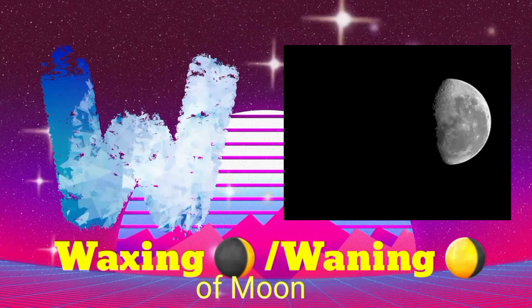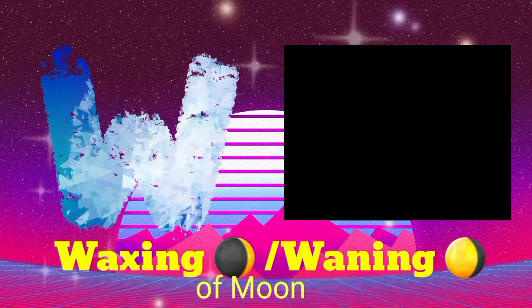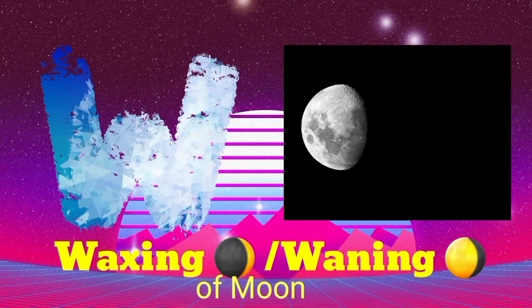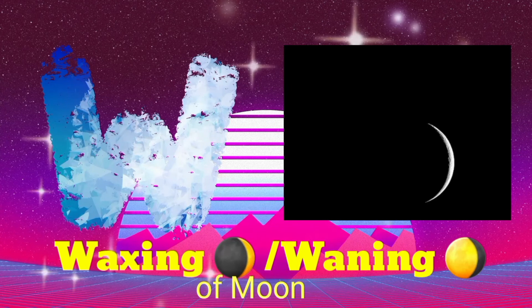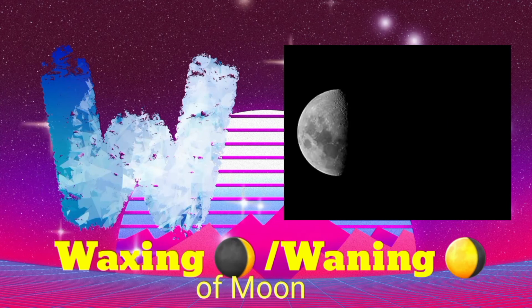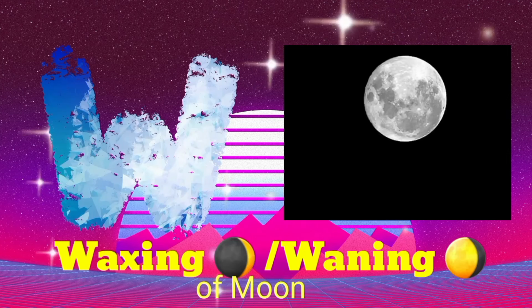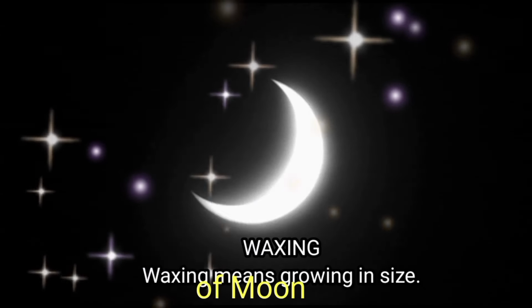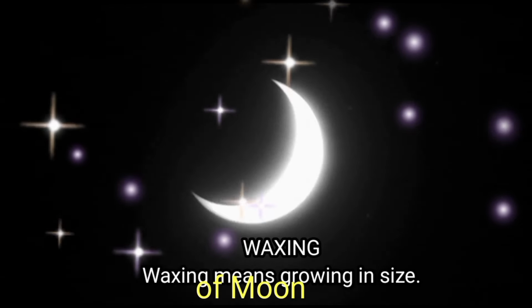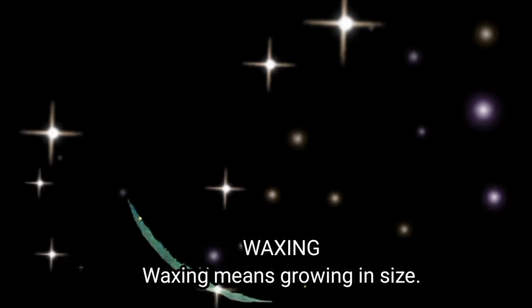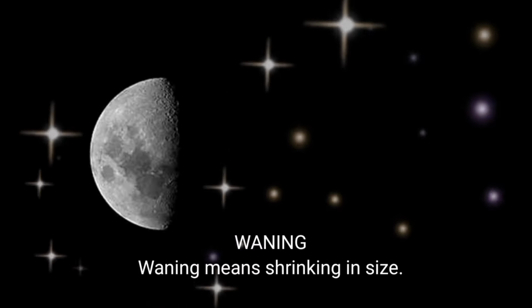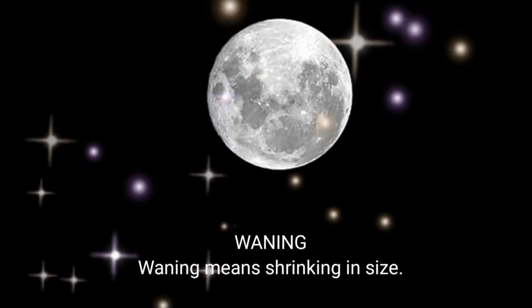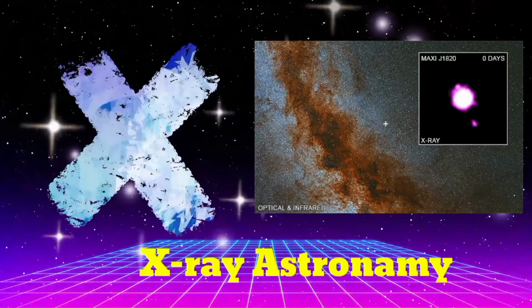W for waxing and waning of moon. Now let us know what are waxing and waning of moon. Waxing means growing in size of moon. Waning means shrinking in size of moon.